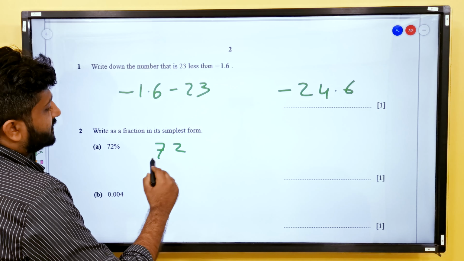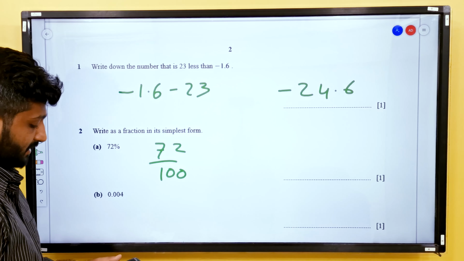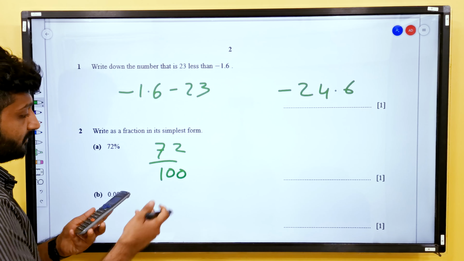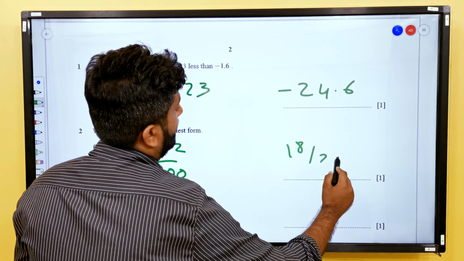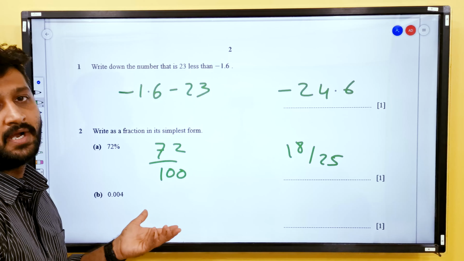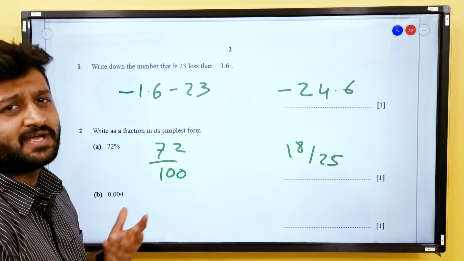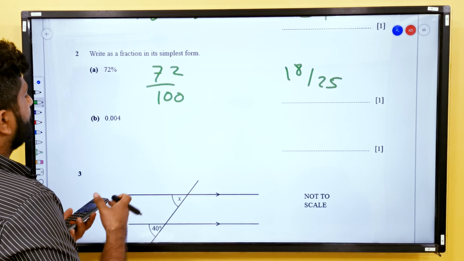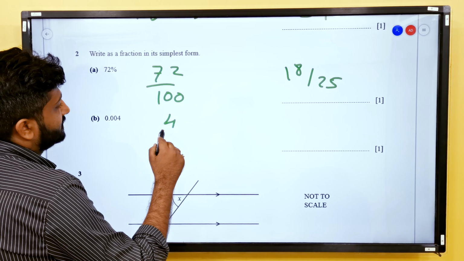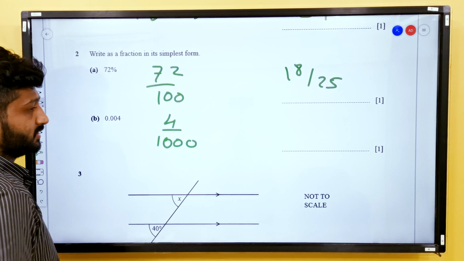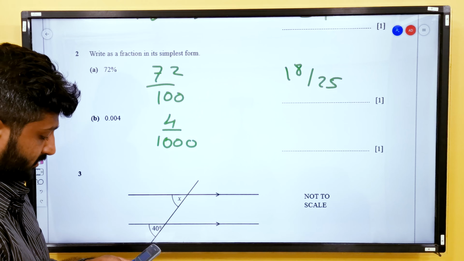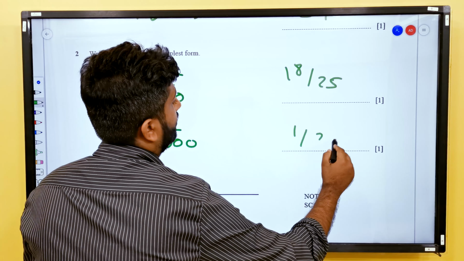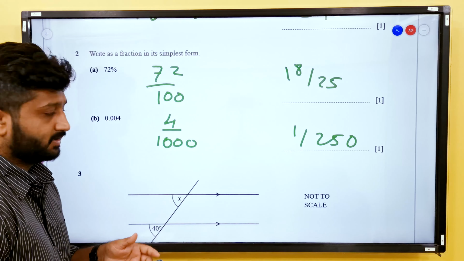Second question, write as a fraction in its simplest form, 72%. So 72% is going to be nothing but 72 upon 100. So using calculator, I'll get 18 by 25. Just input 72 by 100 into your calculator. You'll get your answer in the simplest form. Similarly, 0.004, I can write this as 4 upon 1000. So 4 upon 1000 is nothing but 1 upon 250.